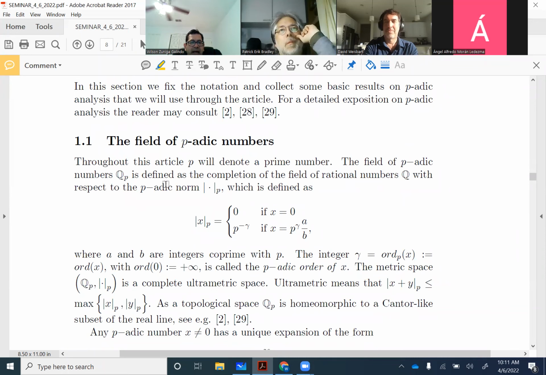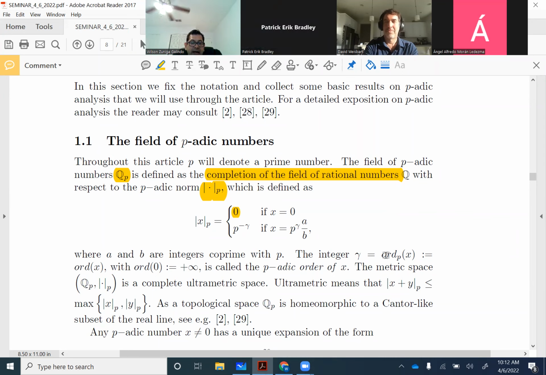So the field of p-adic numbers, denoted as Q_p, is defined as the completion of the field of rational numbers with respect to the p-adic norm. Okay, the p-adic norm of a rational number is defined in this way. Of course, if x is 0, the p-adic norm must be 0. If x is different from 0, then x is a rational number. x can be represented as a power of p times a fraction, where a and b are co-prime with p. So the number gamma is uniquely defined by x and p. This integer gamma is the p-adic order of x. Okay, by definition, the order of 0 is plus infinity.